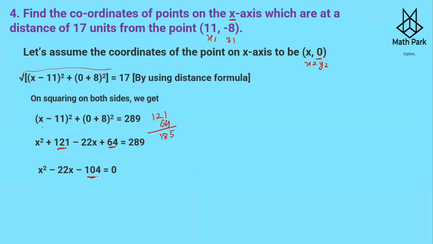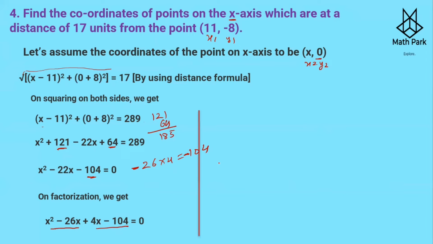Now we factorize this equation, x² − 22x − 104. We need to find the factors of 104 such that the difference is 22. So we have 26 times 4 equal to 104. The middle term is negative, so the bigger one gets the negative sign. So we split the middle term as −26x + 4x − 104 = 0. Taking common, from the first two terms, if you take x common, you are left with x − 26. From the other two, you get 4 common, you are left with x − 26. So the factors are (x − 26) and (x + 4).